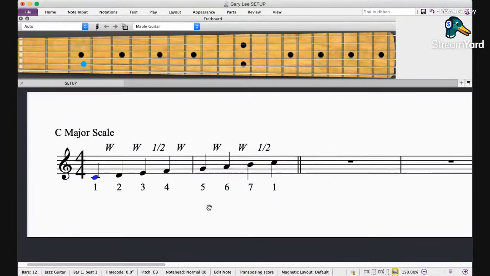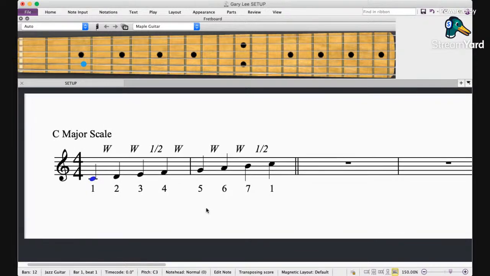Now, in terms of intervals, all an interval is the distance between two notes. So we can measure, for example, the distance between the first note and the third note, the first note and the fourth note. All of these are different distances from each other. So you can see this is a big distance, and this one is a very short distance.